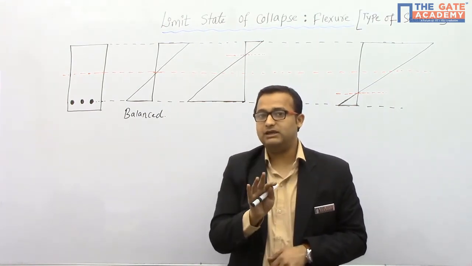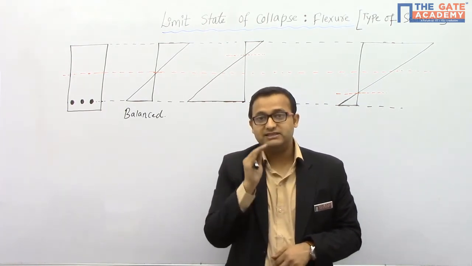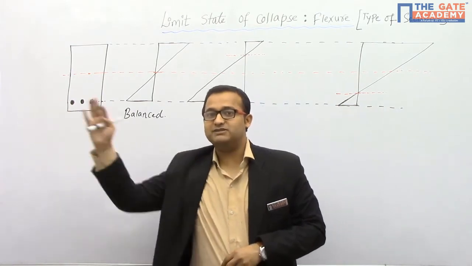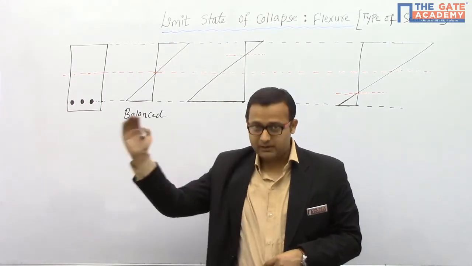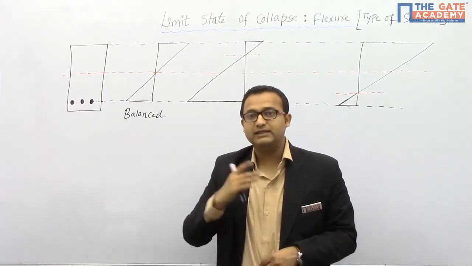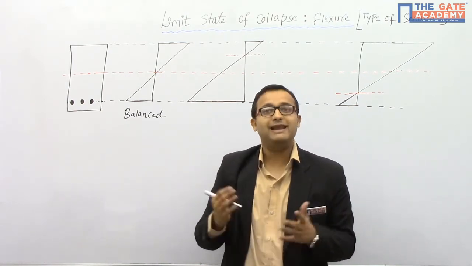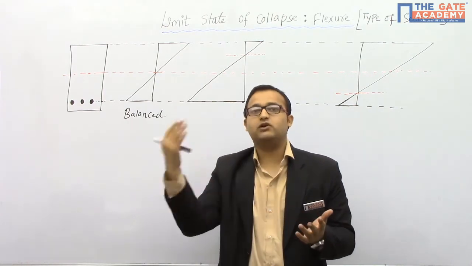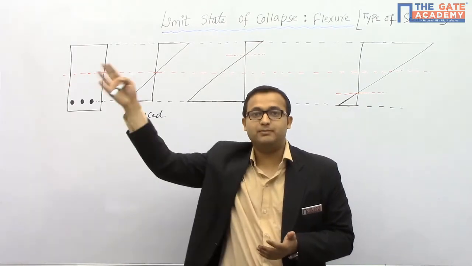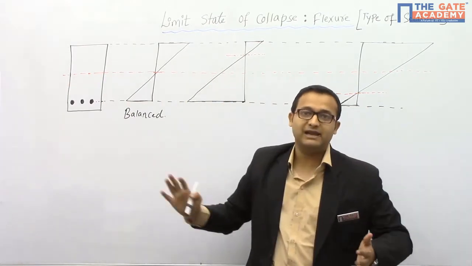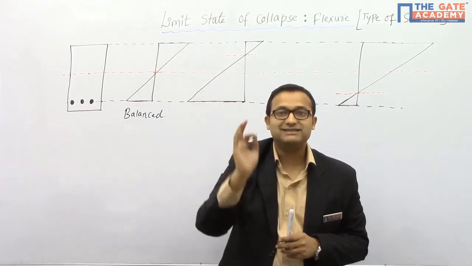So ultimately my aim here is to say that if the stresses in the concrete and the tensile stresses in the steel reach their permissible values together, in that case the section is called a balanced section. Balancing condition: compressive force equals tensile force, all the compressive stresses and all the tensile stresses reach their permissible values together. This is called the balanced section. In that case, your depth of neutral axis will be equal to the maximum depth of neutral axis.